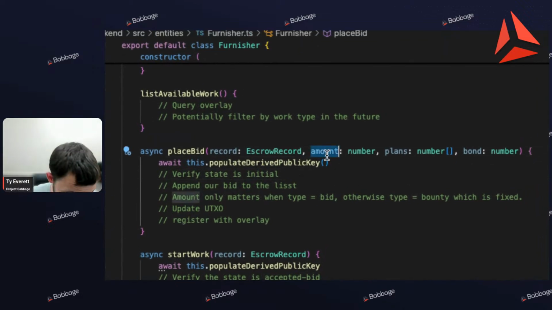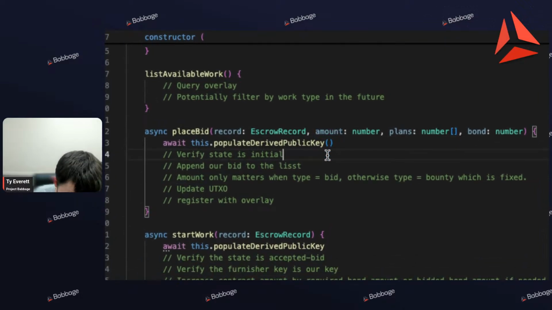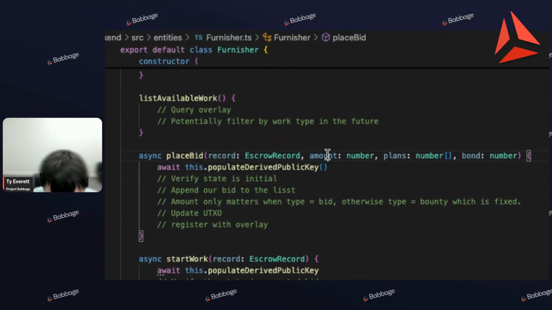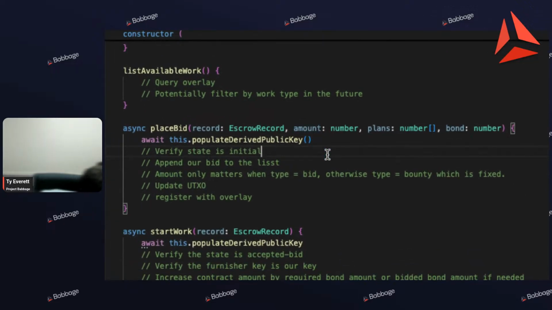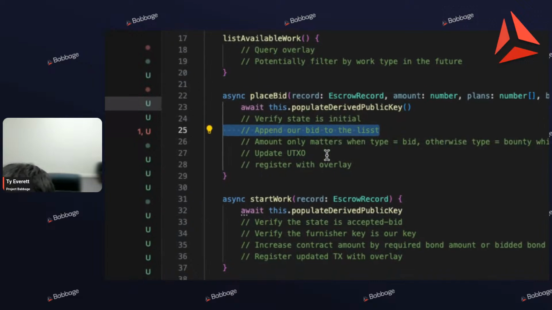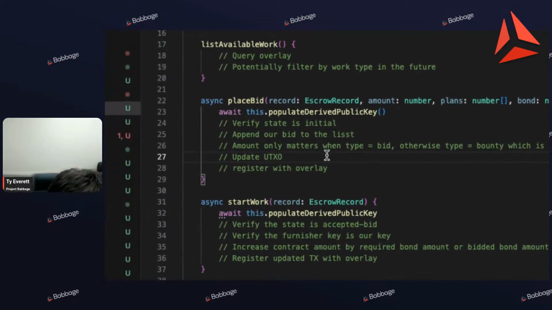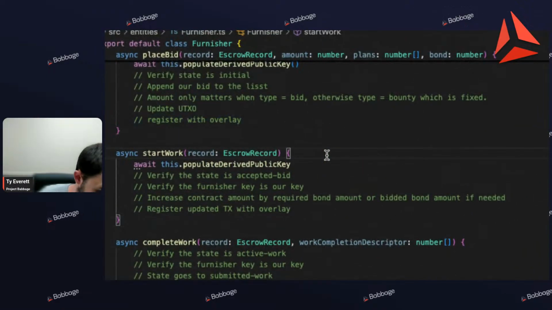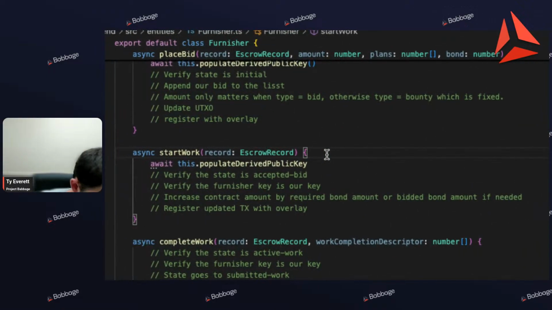And my bid can have an amount. Sometimes the amount is fixed in case I am bidding on a bounty style contract where the seeker has already established the amount of money that they're going to offer. But if not, I can say how much I'm willing to bid in order to complete this work. So, the bid gets added to the list, and then it goes up on the overlay for additional people to continue bidding on if desired, up to the max number of allowed bids.